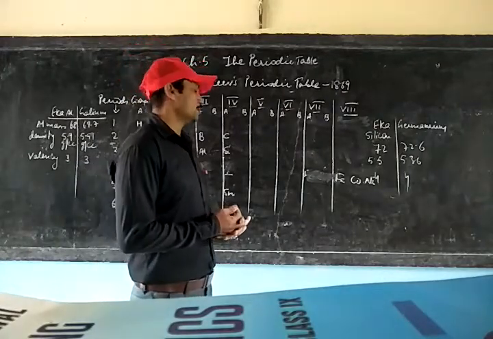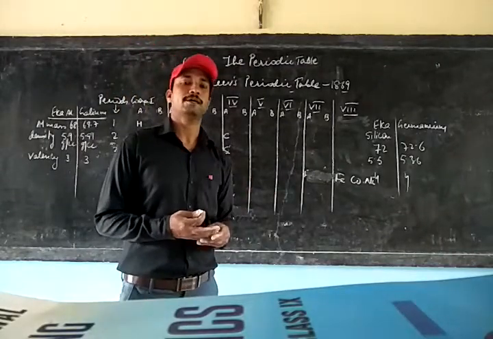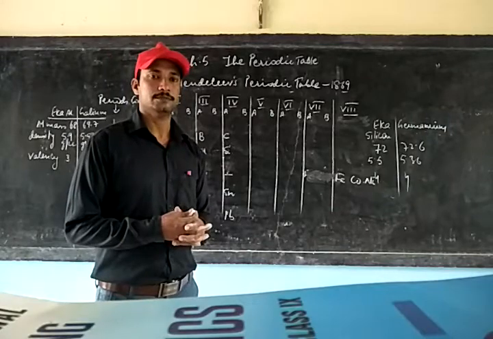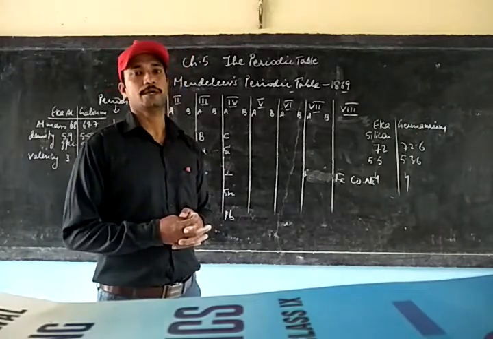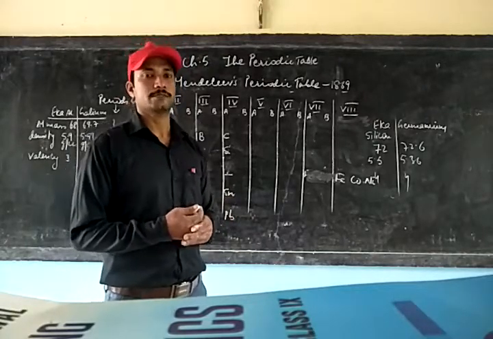And one more merit was there, where the atomic masses of gold and platinum were corrected. So these are the important features of Mendeleev's periodic table. We'll see some more features about it in the next class. Thank you.